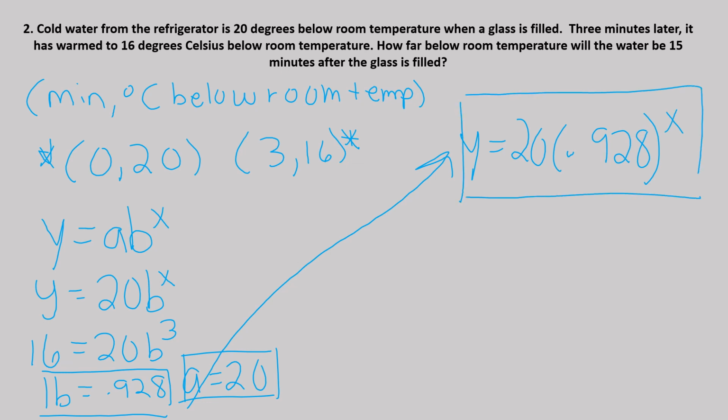And the final part of the problem wants to know how far below room temperature it will be 15 minutes after the glass is filled, which you can simply get by plugging in 15 for the x, and that is going to give you 6.52 degrees Celsius.